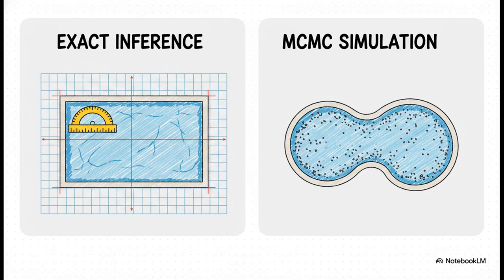Think of it like this. On the left, you have exact inference. That's like using perfect geometry to find the volume of a simple swimming pool. It's 100% accurate, but it only works for really simple shapes. On the right, you've got MCMC simulation. Here, we totally give up on perfect math. Instead, we just throw, say, 10,000 pebbles into the pool and see where they land. By checking the pattern of those pebbles, we can get an incredibly good approximation of the pool shape, no matter how weird and complex it is.